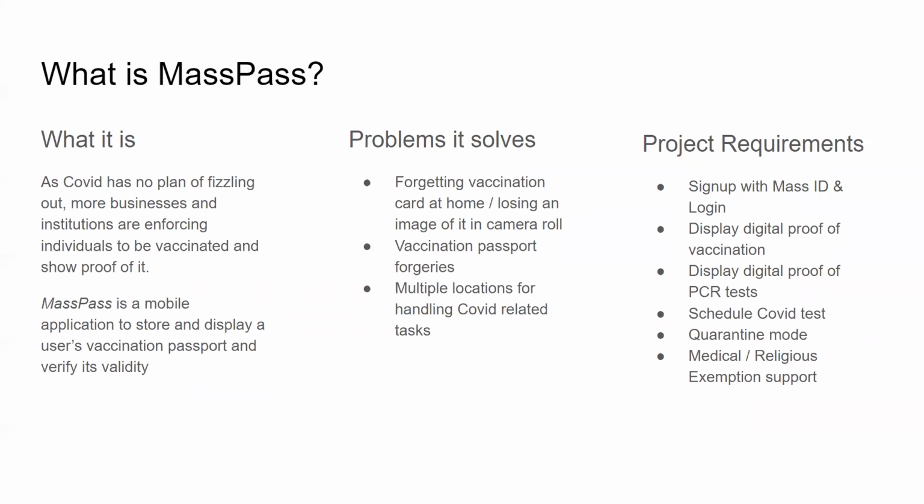The problems MassPass solves include issues with forgetting and misplacing vaccine cards, forgeries of vaccine cards, and the multiple locations users have to use to handle COVID-related events.